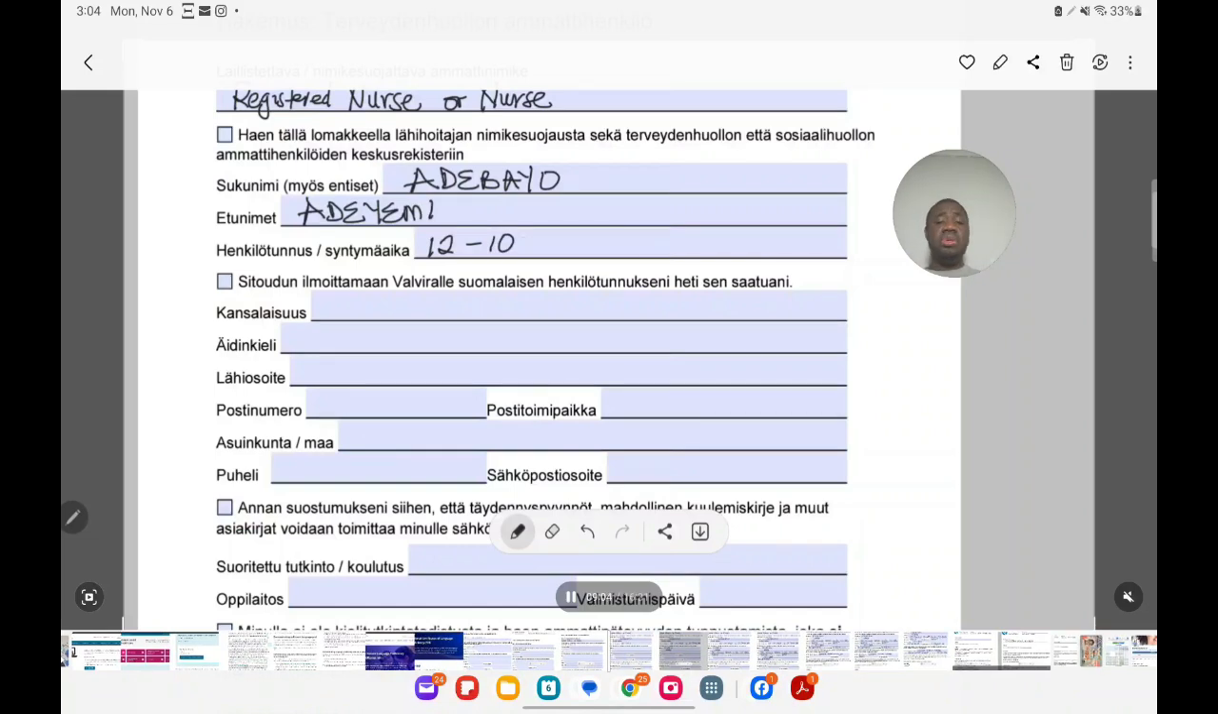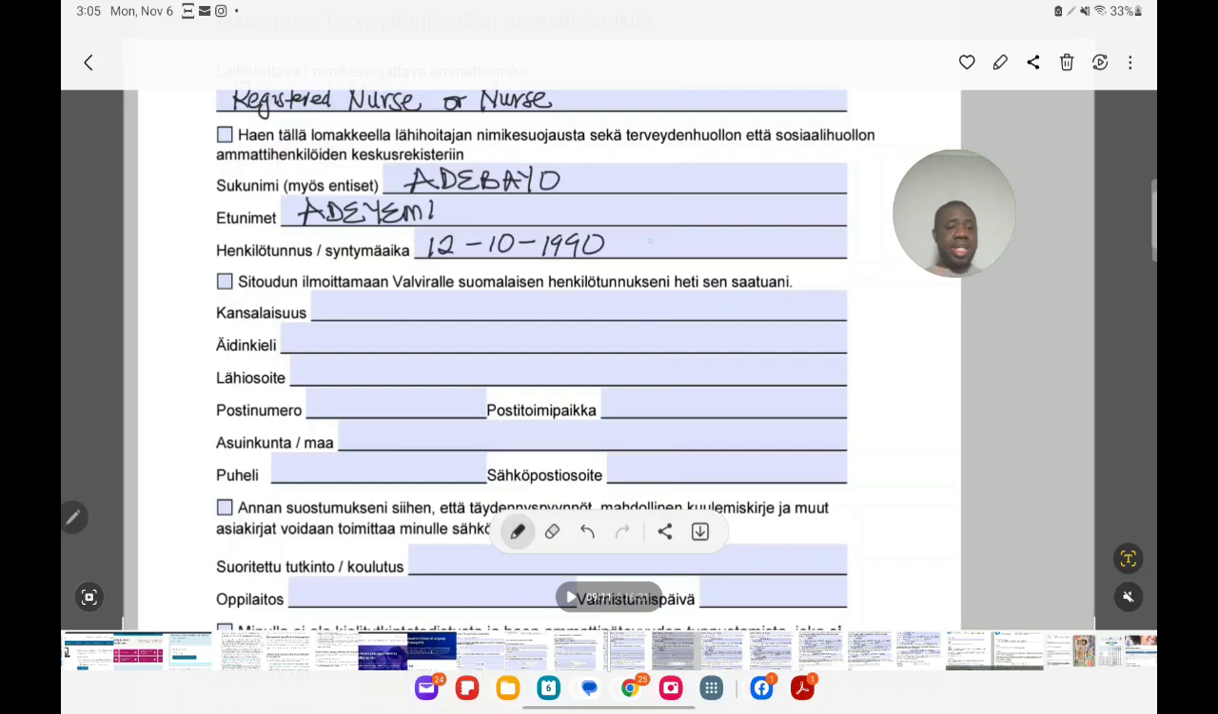So then the next one is Syntymäaika. This is asking about your birth date, the date you were born, that is 12/10/1990. It depends on how you want to write this. In some countries, you write the month first, then the day. And in some countries, you write the day first, then the month. So to be on the safe side, just write the month in English, in alphabet. Like, okay, I was born in January, just write January, then the day. If you were born in January 25, just write JAN, then 25, then 1990. Or you can say 25 January 1990.